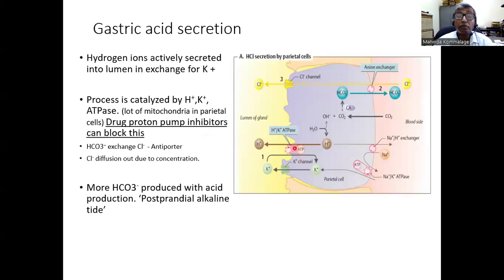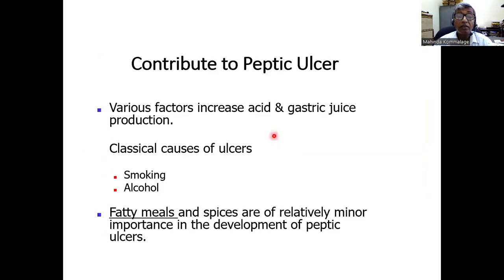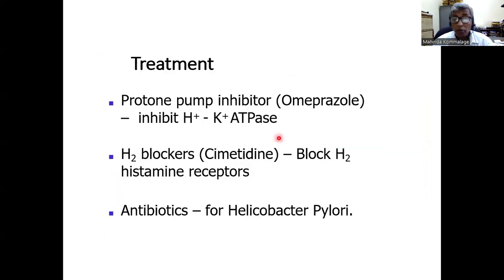Yes, this thing. Some drugs will block this. We call them proton pump inhibitors, right? Very commonly omeprazole, pantoprazole, esomeprazole, those drugs will block the acid secretion and reduce acid production. And then some drugs will block the histamine receptor. Probably you remember the one receptor is a histamine receptor that stimulates the secretion of acid. So cimetidine, ranitidine like drugs will block the H2 receptor, and by that way also it inhibits the acid secretion.